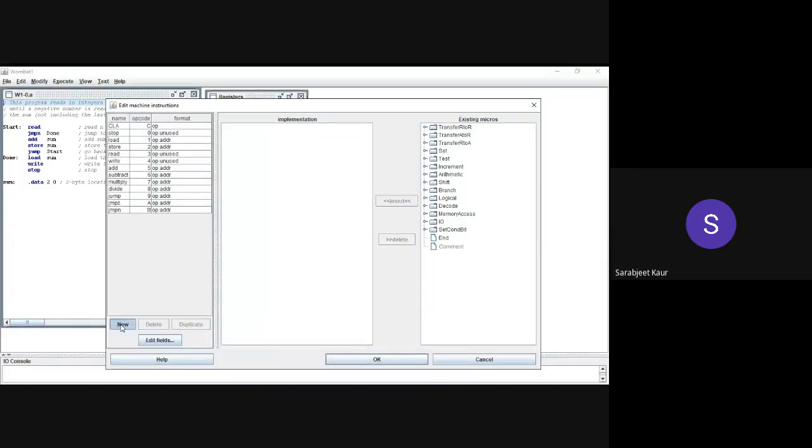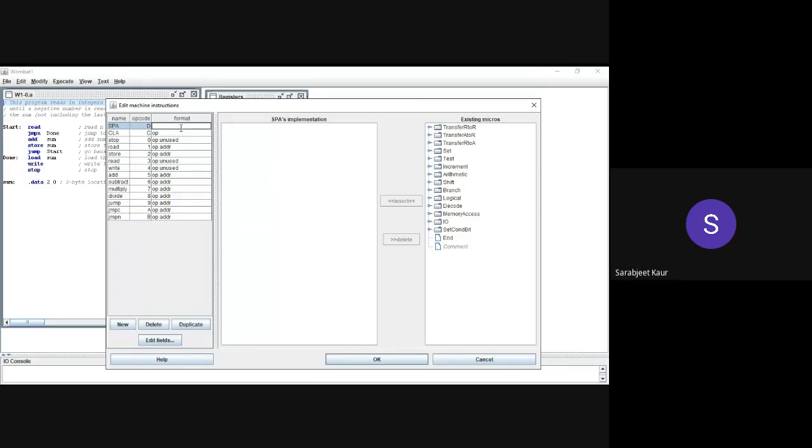Right. So how to make the skip if positive instruction? Let's see. I'll add a new instruction here. Let me call it SPA. SPA means skip if positive AC. So if the value of AC is positive, then I skip the next instruction. Whatever opcode is given in your list, you can type that here. I'm just leaving this right now.